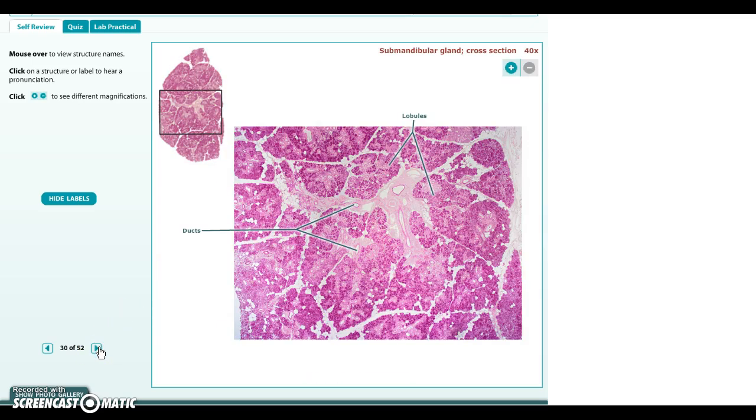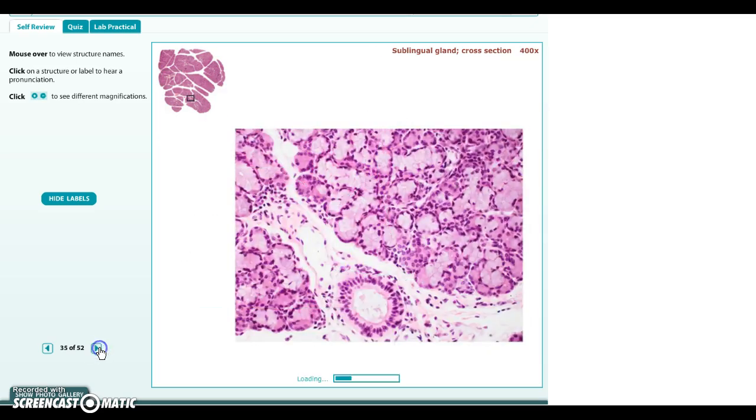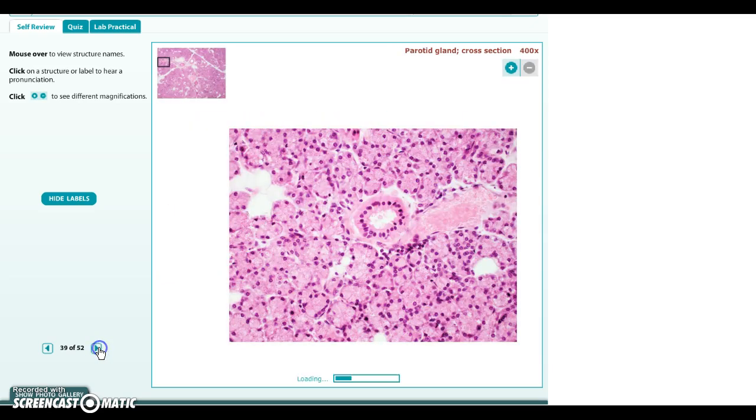Okay, now we are on to salivary glands, which we look at in A&P1. I don't have you learn anything on the salivary glands, so I'm going to skip right through them. But I would like to show you the last couple of things here.